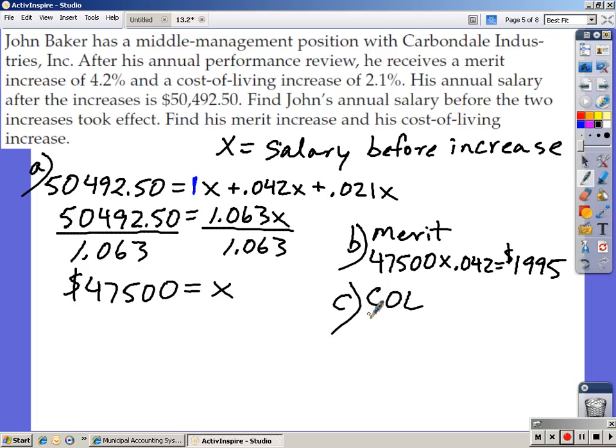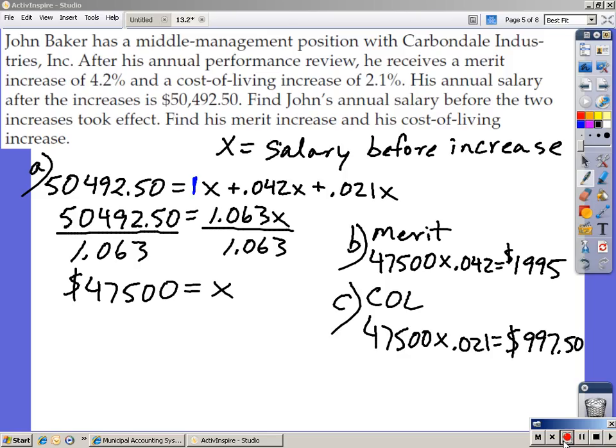Again, take 47,500 times the rate of the increase, which in this case is 0.021. Okay, plug that in your calculator. And you get a cost of living increase of $997.50. All right?